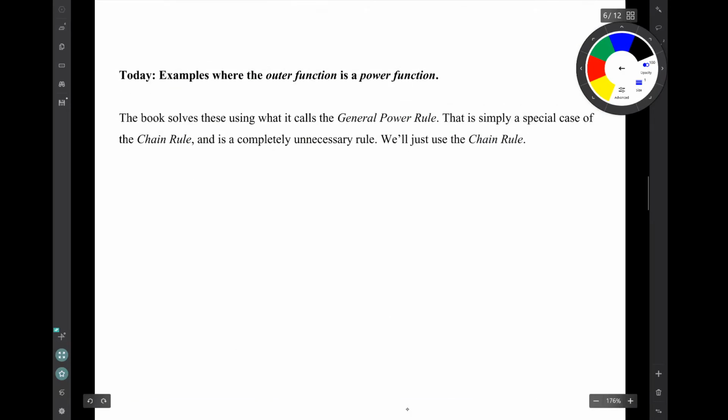In the examples today, we'll be considering functions where the outer function is a power function. The book solves these using what it calls the general power rule. That's simply a special case of the chain rule, and it's completely unnecessary to have a rule that's a particular case of the chain rule. So in this video, I'll just simply use the chain rule, and when you apply the chain rule to problems where the outer function is a power function, it works as the book's so-called general power rule works. It just gives you one less thing to remember. You just simply remember the chain rule.